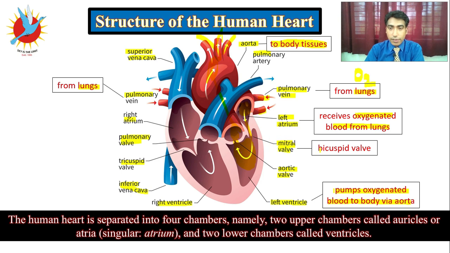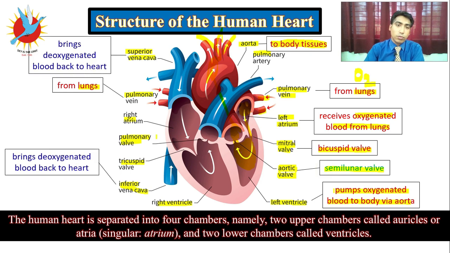The mitral valve is a kind of bicuspid valve which is present between the atrium and ventricle. That is why it is also known as the atrioventricular valve. The next kind of valve present in the left side of the heart is the aortic valve. This is present inside the aorta, so it is also known as a semilunar valve.